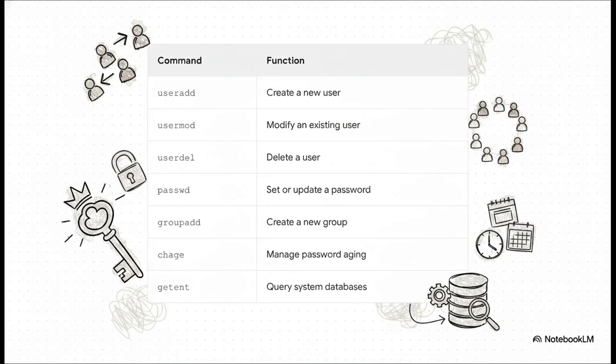So, let's do a quick recap of our toolbox. For the user lifecycle, we've got useradd, usermod, and userdel. To handle passwords, we use passwd. And for organizing everyone and setting policy, we use groupadd and chage. That's it. That's the core toolkit that gives you total control over the users on your system.